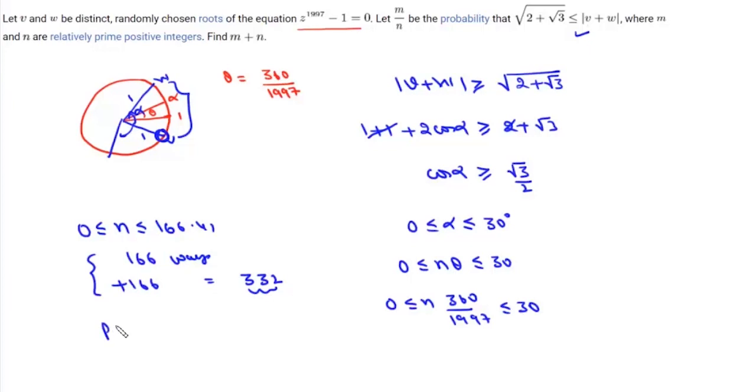So the required probability will be 332 divided by, now how many total choices do we have? There are 1997 roots, out of which 1 is V. So the remaining ones are 1996. So the required probability is 332 upon 1996, which is simply 83 by 499. And that is the answer to this question.